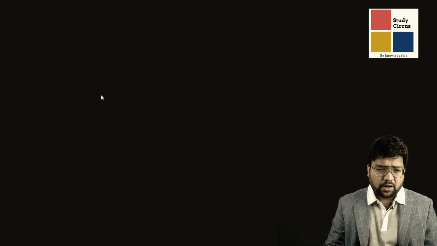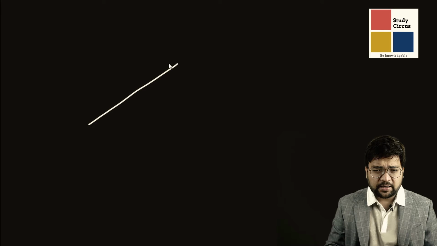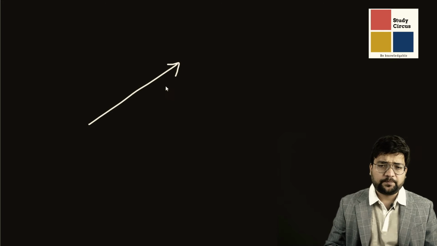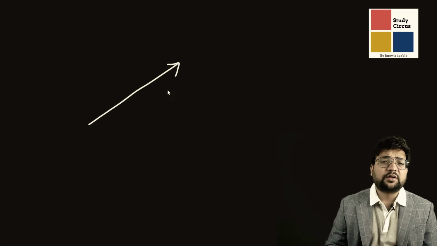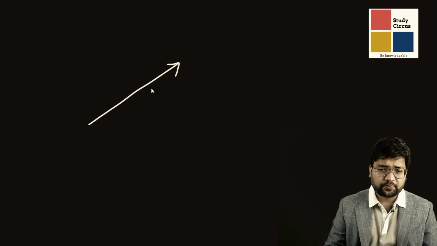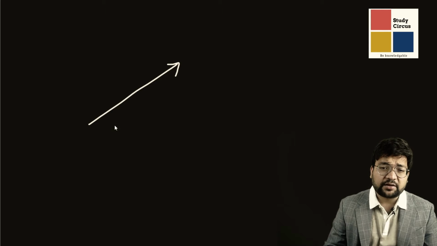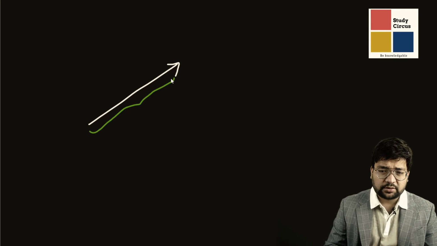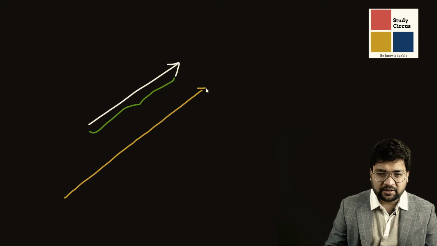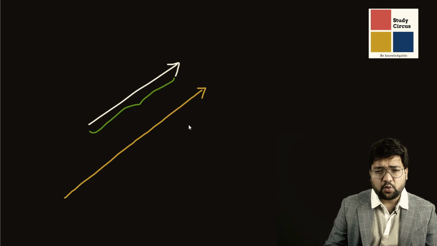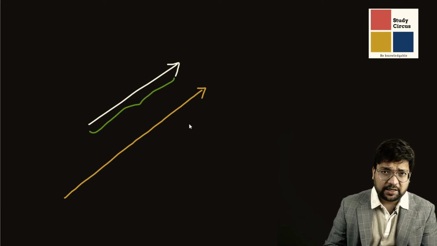A vector is denoted by this arrow. This arrow depicts a vector. The tail of the vector represents the magnitude, so this length signifies the magnitude. That means if the length of the tail is more, let's say I take a vector like this, the yellow one has a longer tail, right? That means the magnitude is more.